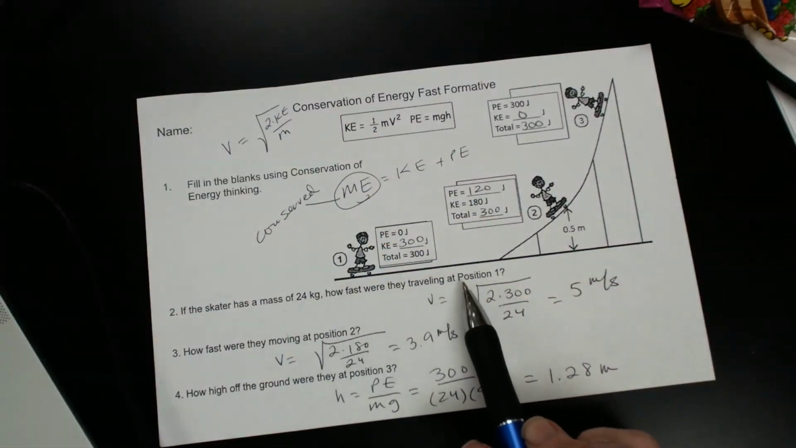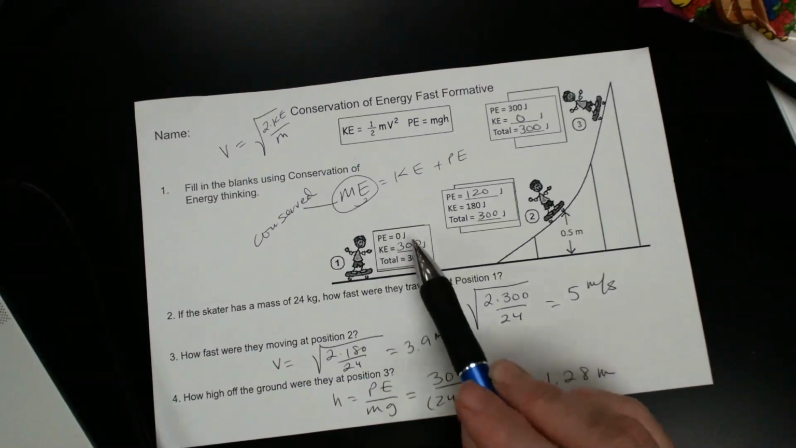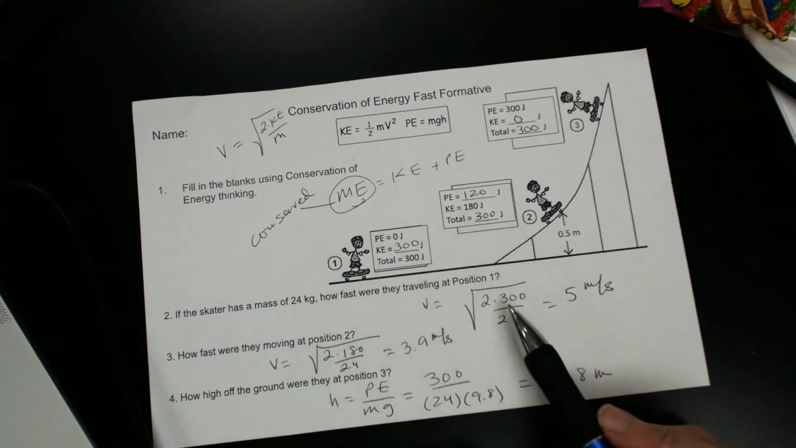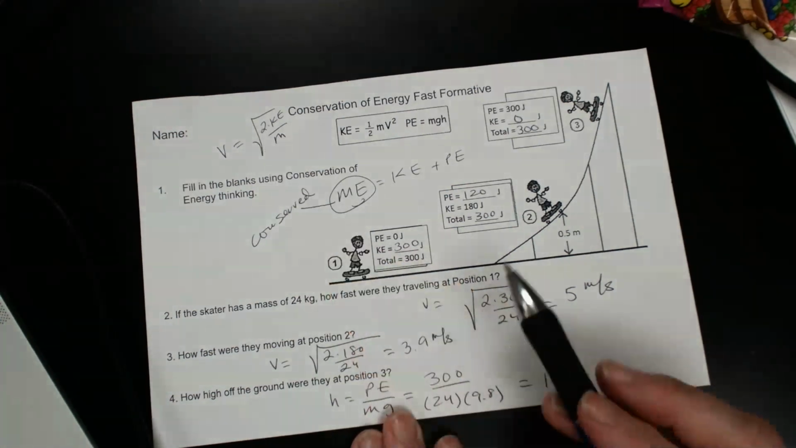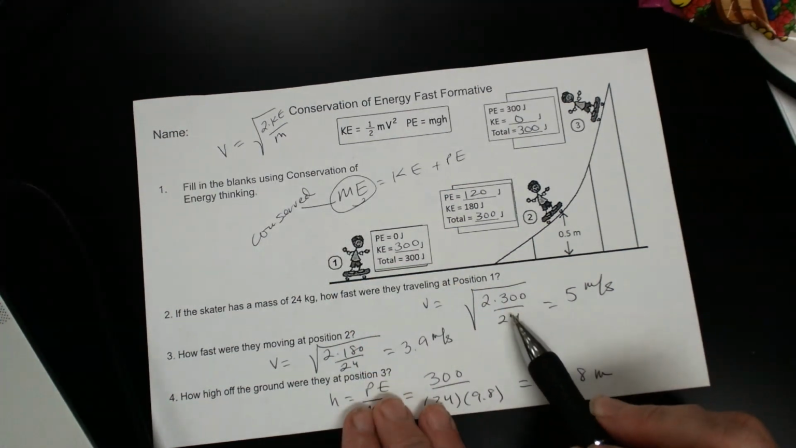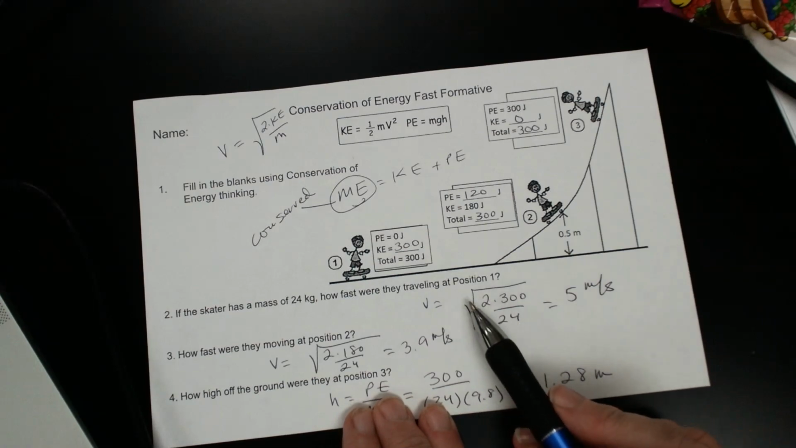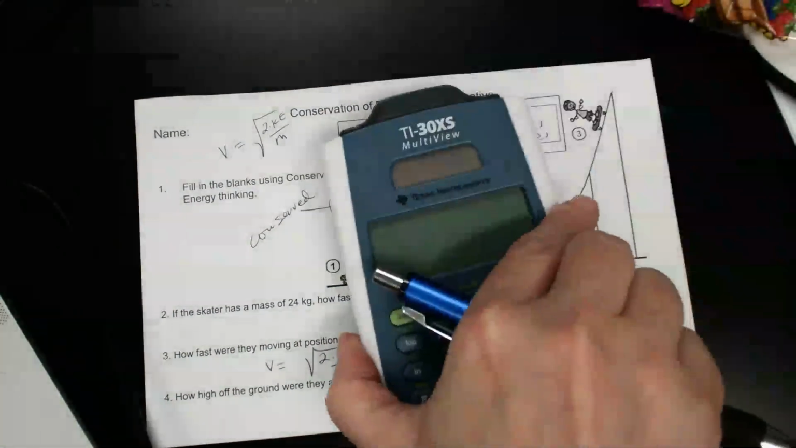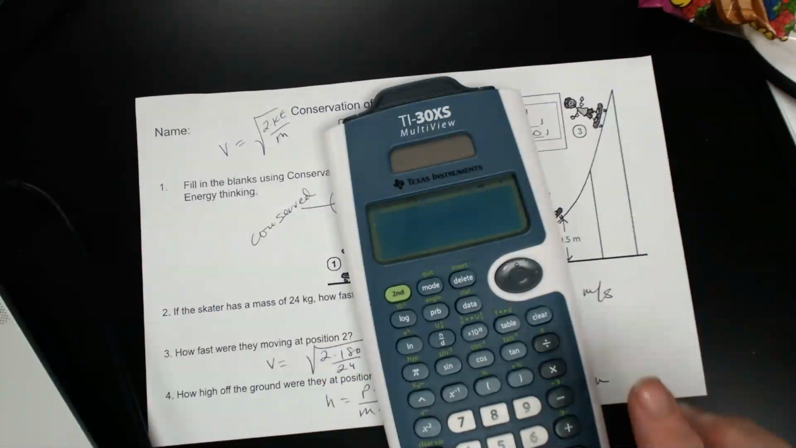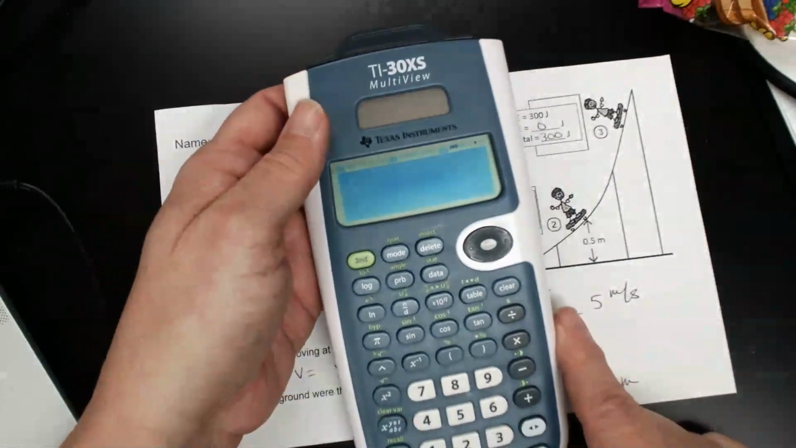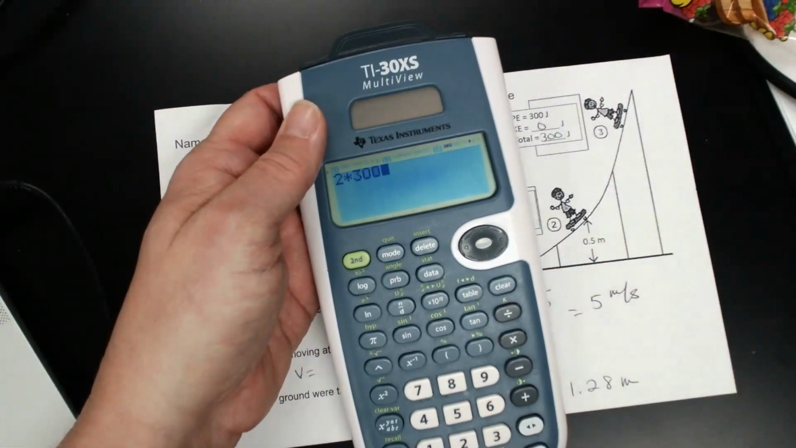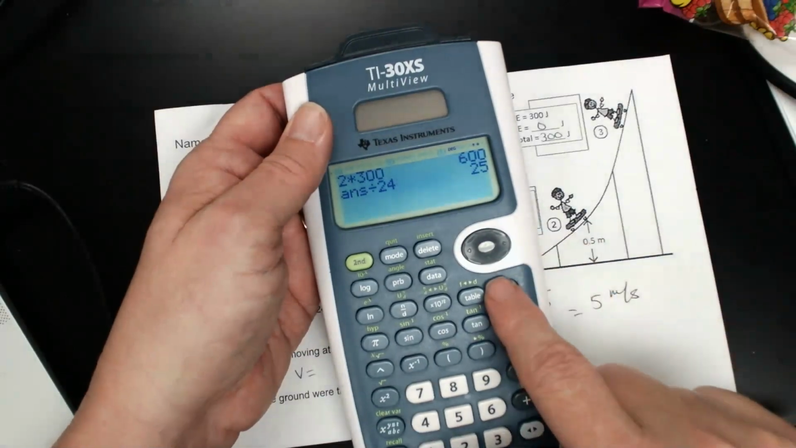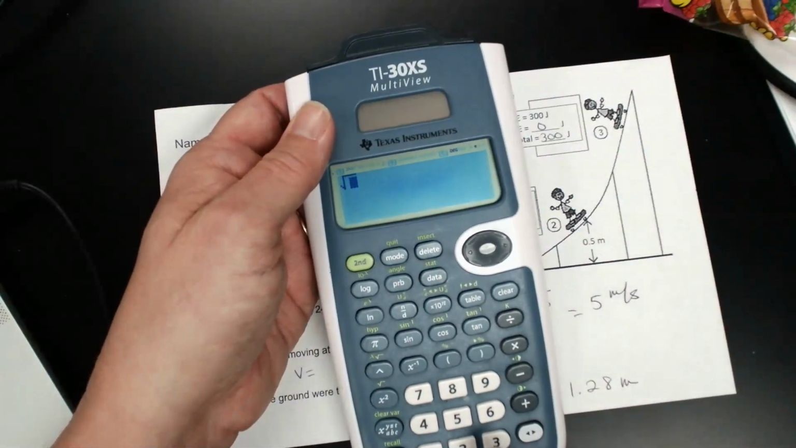So how fast were they traveling at position 1? We know our kinetic energy there, and we know we have a mass of 24 kilograms. So we're going to put those into this equation: 2 times 300 divided by 24, and I have to take the square root of all that. Let me do that right quick in the calculator so you can see it. The way I would do it, just so you don't get confused, 2 times 300 divided by 24. That gives me 25. I know the square root of that is 5, but I'm going to do it.